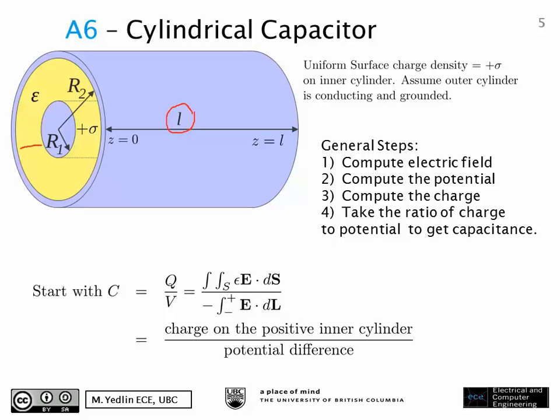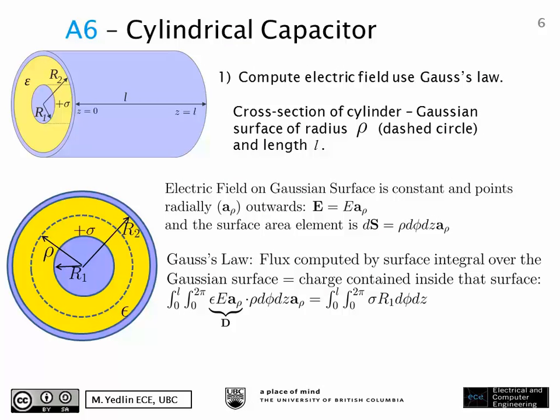So what do we do? Well, we have to compute Q over V, the charge on the positive inner cylinder divided by the potential difference. So here are the general steps. Compute the electric field, line integrate it to get the potential, compute the charge, a simple multiplication of sigma times the surface area on which it is deposited, and take the ratio to get the capacitance. All right, we start with calculating the electric field.